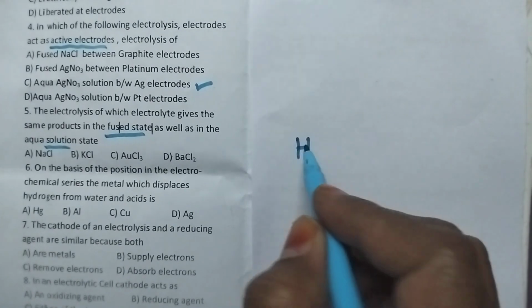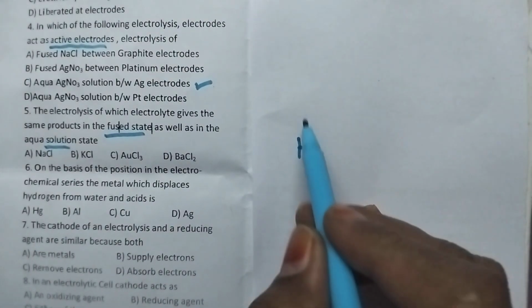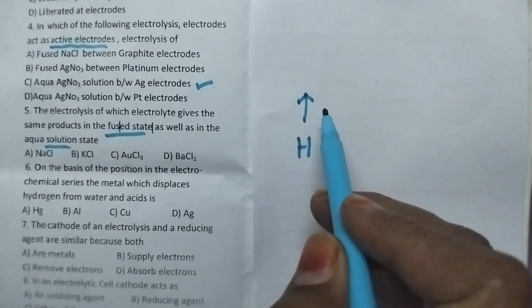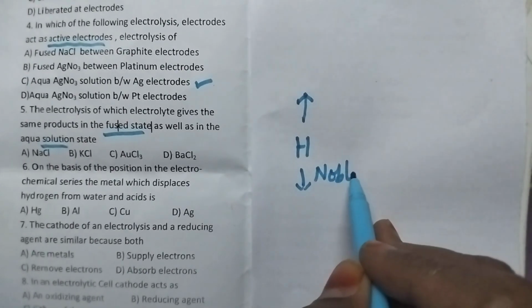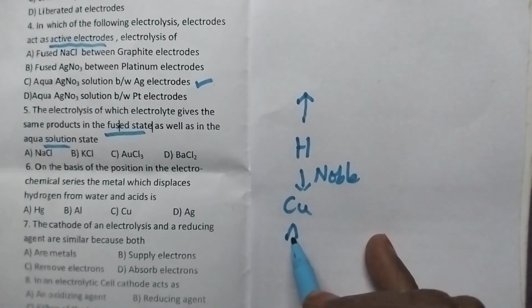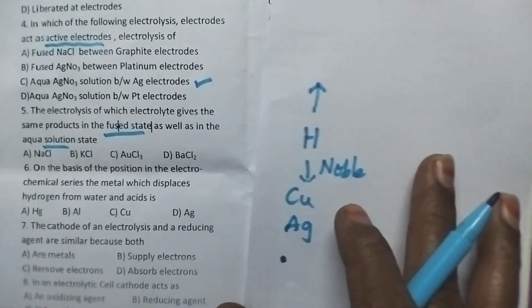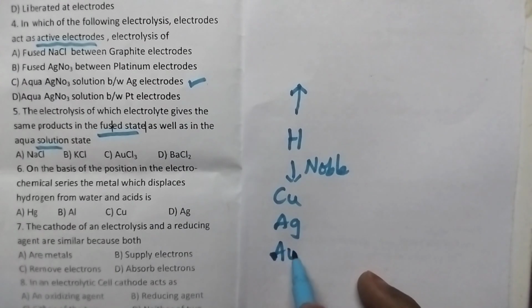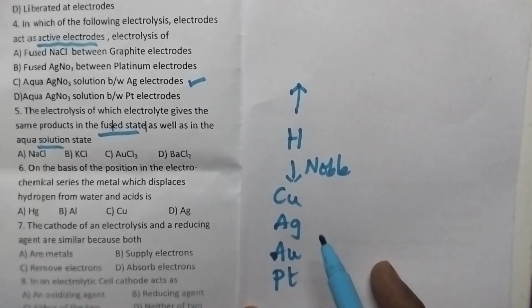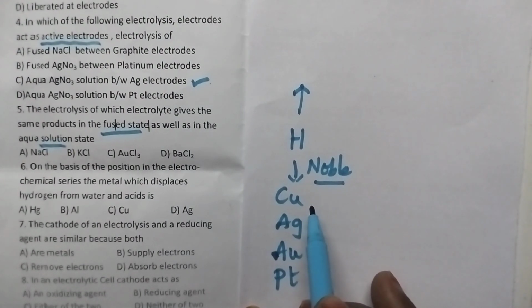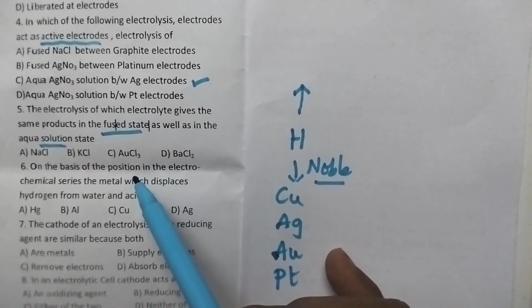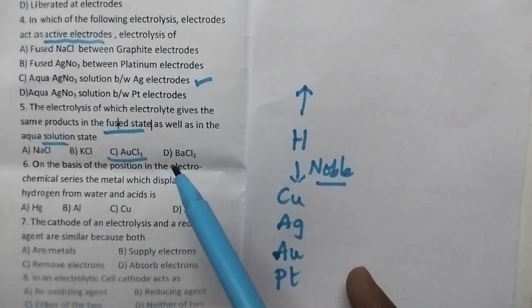The electrochemical series can be divided into two important regions. The metals which are present above hydrogen are active, and the metals which are present below are called noble metals, especially copper, silver, gold and platinum. In the case of noble metals, when their molten state as well as aqueous solution is electrolyzed, they give the same products. So here in the given options, option C, that is gold chloride, is the right answer.